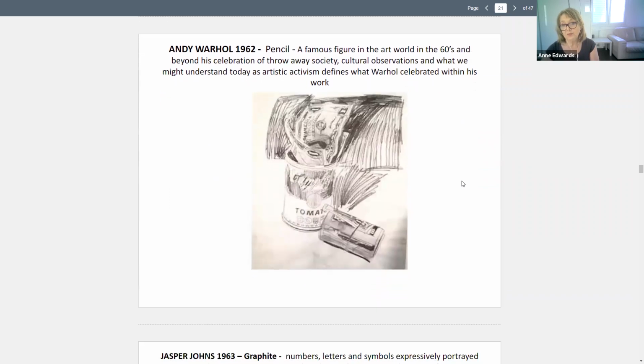Andy Warhol, perhaps more famous for his silk screen prints, was a very accomplished draftsman, very famous figure in the art world of the 60s. He celebrated throwaway society, cultural observation, and what we might understand today as artistic activism, which defines what Warhol celebrated in his work. You see examples there of money, dollar bills, Campbell's soup can, all drawn in a really expressive way, just using pencil.